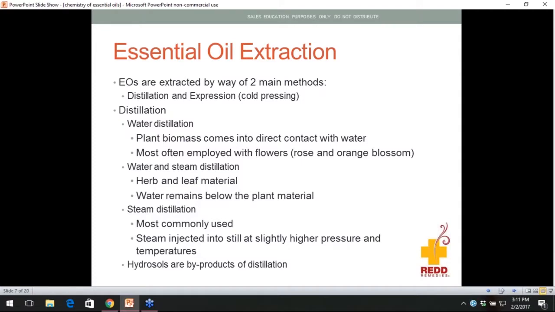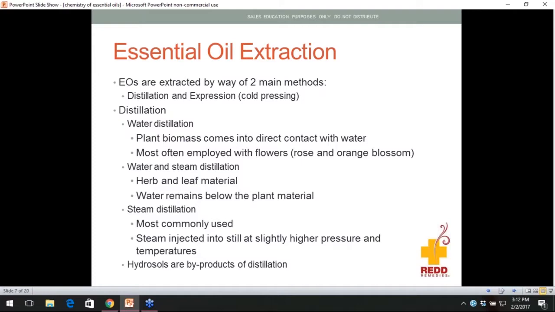But you also have water distillation. That's when the plant biomass is put directly into the water. That's most often used with flowers because, particularly rose and orange blossom, those flowers are more fragile, and the steam distillation makes them kind of clump up together in blobs. So the steam doesn't penetrate the petals fully, so they use water distillation.